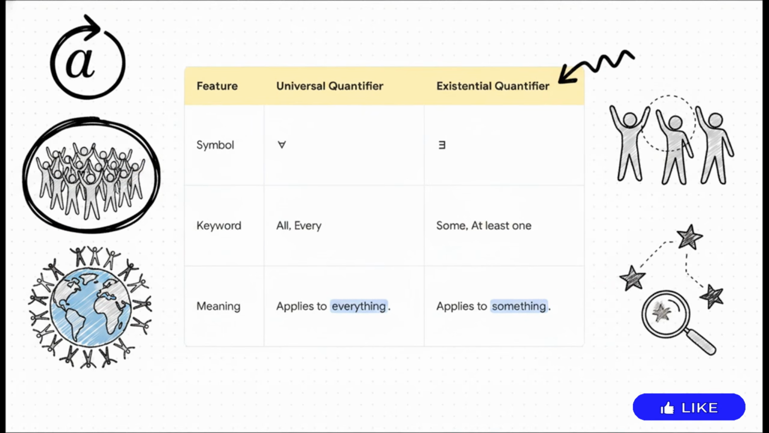So let's just quickly recap with this table here. The Universal Quantifier, that's our upside-down A, is making a claim about everything, while the Existential Quantifier, the backwards E, is just making a claim about something. You know, at least one thing. That is the fundamental difference, and it's absolutely crucial for what we're about to do next.